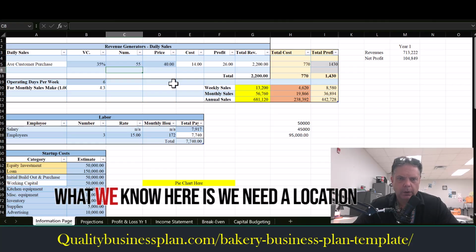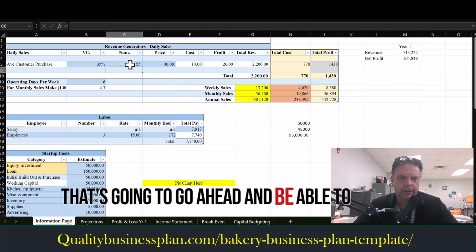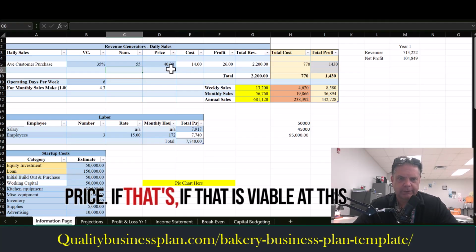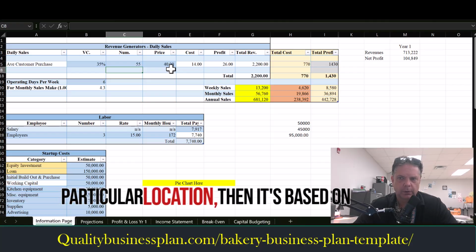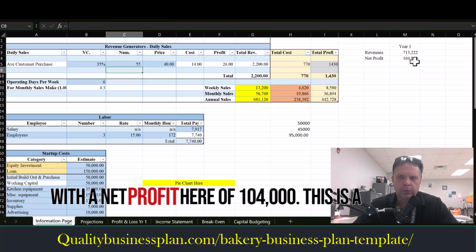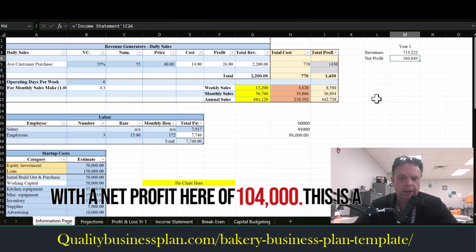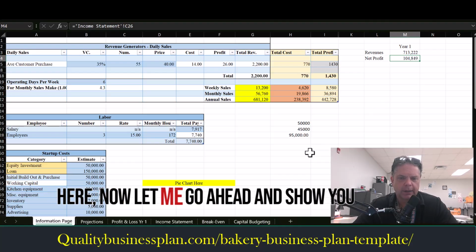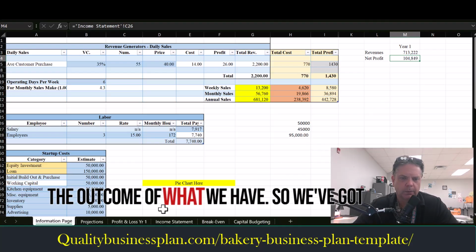Now what we know here is we need a location that's going to be able to service 55 customers at a $40 ticket price. If that is viable at this particular location, then based on these numbers, revenues of 713 with a net profit of 104,000, this is a viable deal. So with this information, let me show you the outcome of what we have.